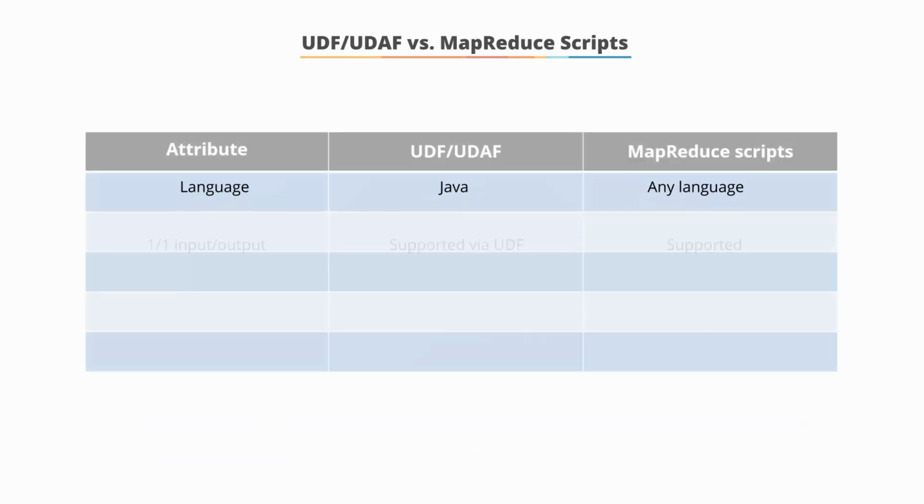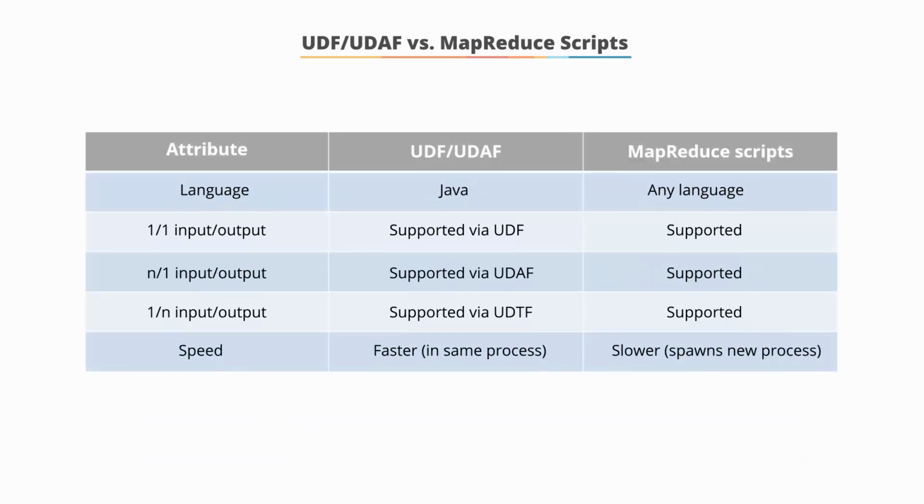Now that you've learned about UDF/UDAF and MapReduce scripts, let's compare the user-defined and user-defined aggregate functions with MapReduce scripts. The table here shows the comparison. User-defined functions are written in Java, while MapReduce scripts can be written in any language. Both user-defined functions and MapReduce scripts support one-to-one, n-to-one, and one-to-n input to output. However, user-defined functions are much faster compared to MapReduce scripts, since the latter spawns new processes for different operations.